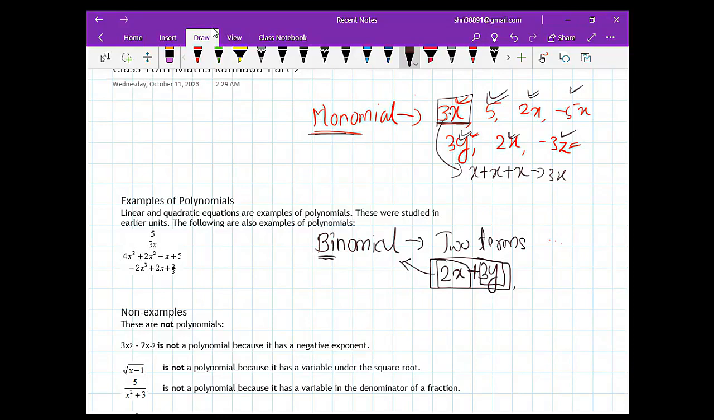See another example, 5x minus 3z. Here it is one term, here it is one term, and these two terms are separated by minus sign. This is another binomial. Variables may be a single variable or two variables, whatever it may be, just record it as a binomial if it has two terms. Then about trinomial.